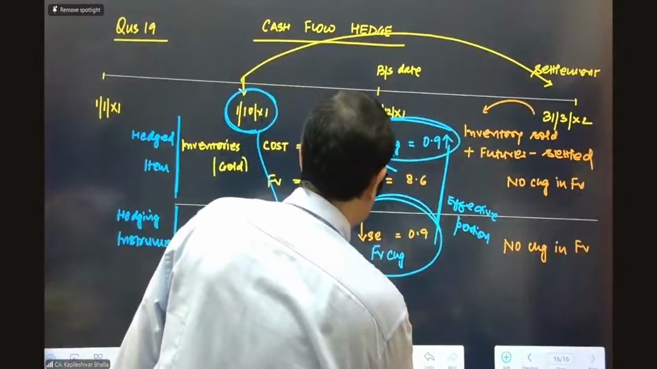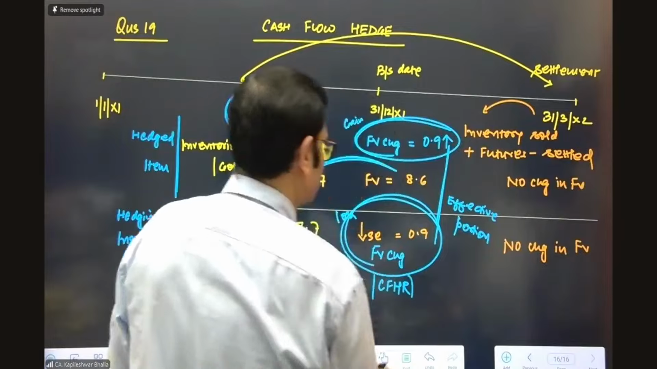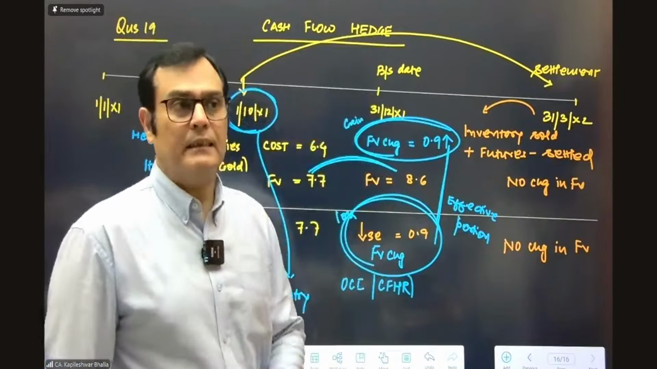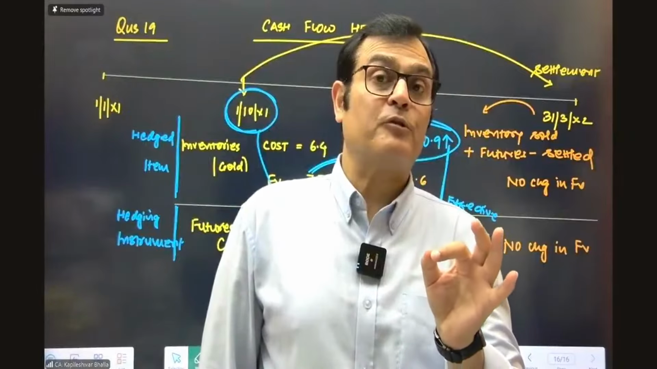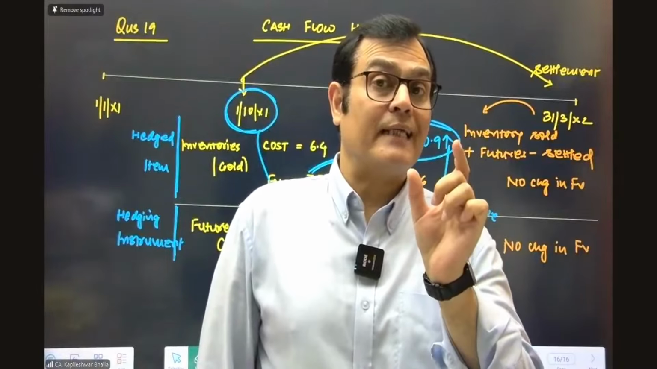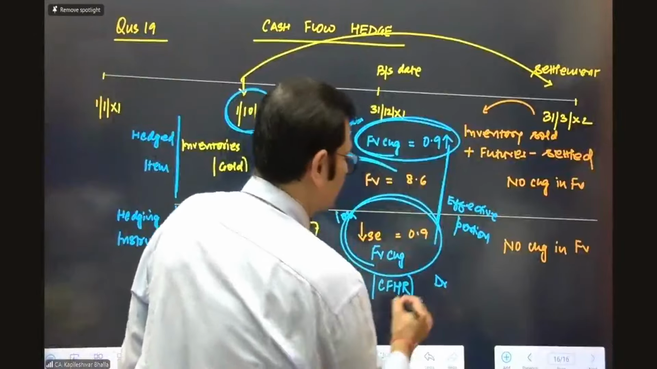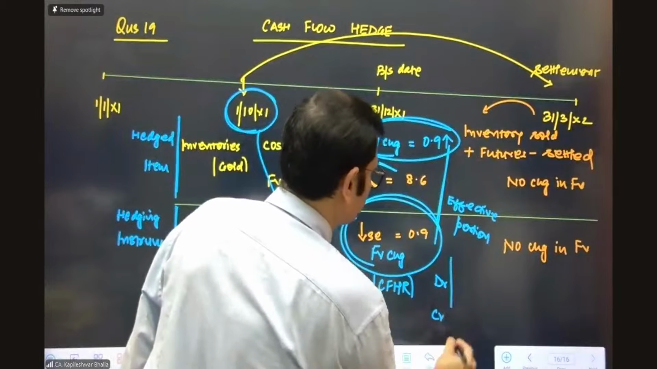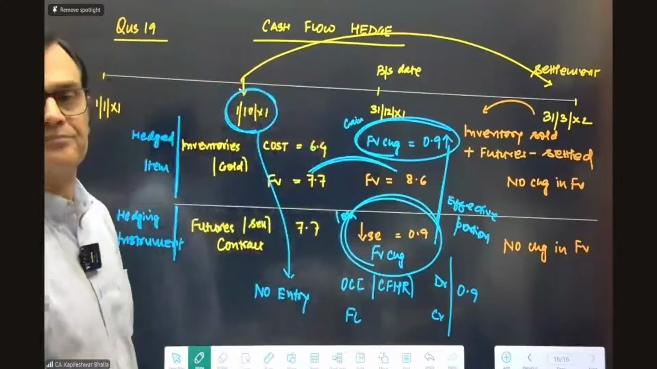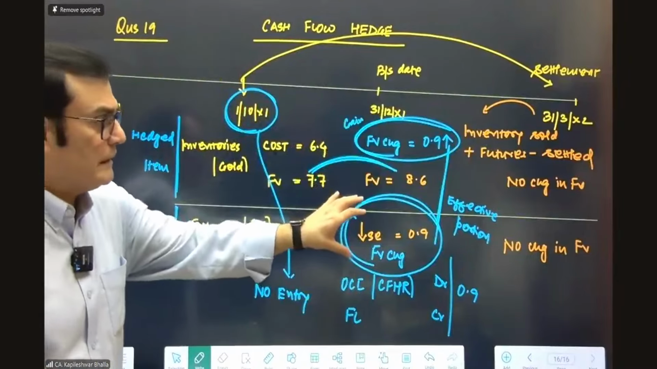So we will debit the OCI, and this is going to be called the cash flow hedge reserve, because when you show this amount in tab number 3 of SOCI, it will appear as a cash flow hedge reserve. So this amount in the OCI will be debited, called the cash flow hedge reserve, and the financial liability will get a credit, to the extent of 0.9 million. So we need to compare the fair value changes of the item versus the instrument.